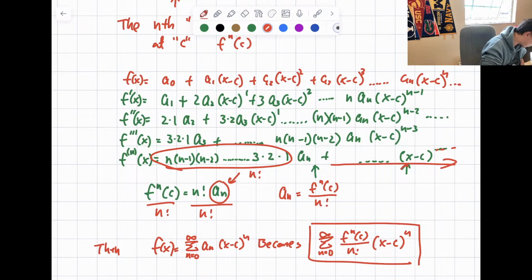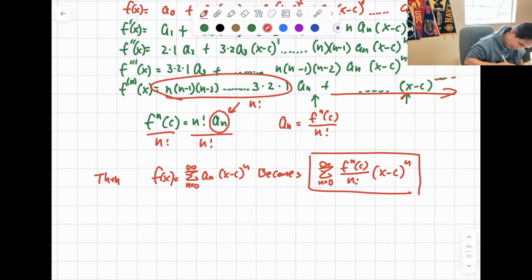Now, what's the difference between Taylor and Maclaurin? So this is the Taylor series.